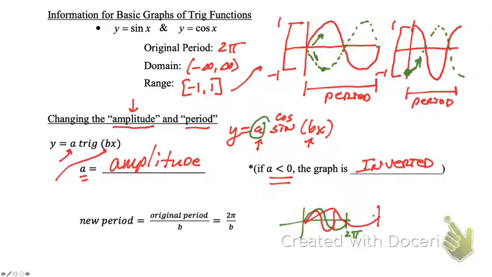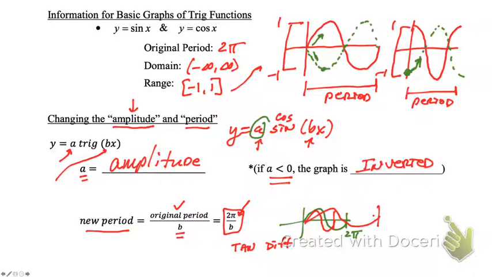The way you calculate the new period of your graph is to take the original period and divide it by that b value. Now for sine and cosine, the original period is 2 pi, so it's always going to be 2 pi divided by b. For tangent, that'll change. But for today, it's 2 pi over b. And I'll make a note here: tangent is different. We'll start to see that tomorrow.